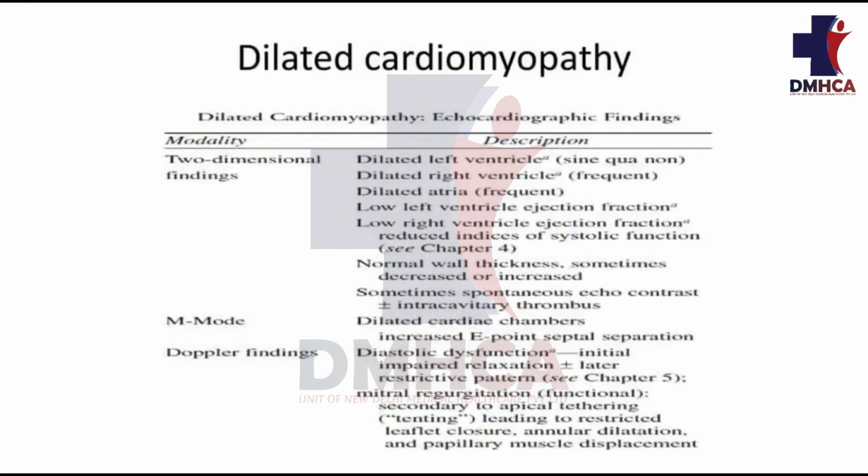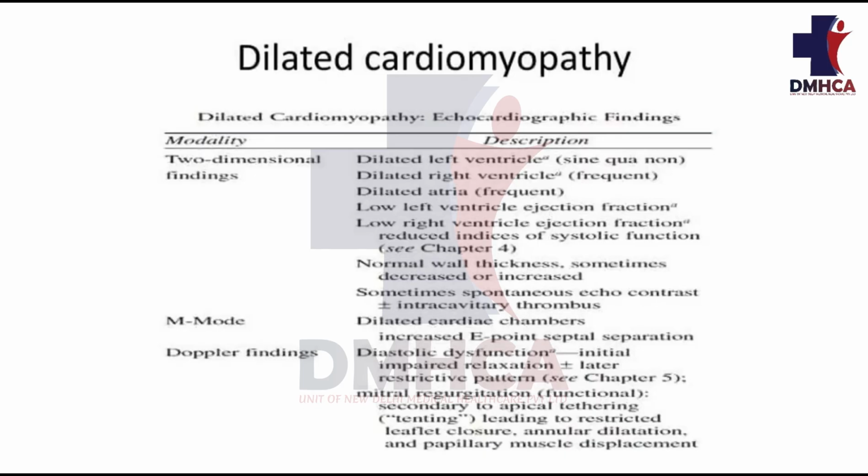So on 2D echo, what will you get? Dilated LV, dilated RV, dilated aorta. Left ventricular ejection fraction is reduced. Right ventricular function is also sometimes reduced, but wall thickness is normal. This is very important. In M mode, you get a dilated cardiac chamber and the E point septal separation, EPSS. Normally EPSS is less than 7. If more than 7, then LV function, the ejection fraction, is reduced. More than 17 is considered severe LV dysfunction.